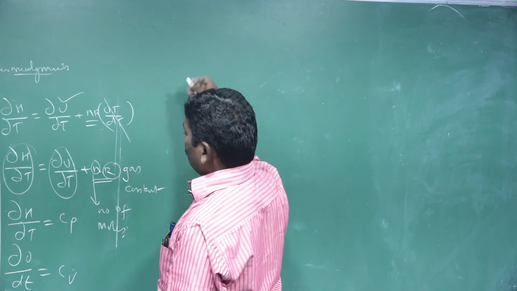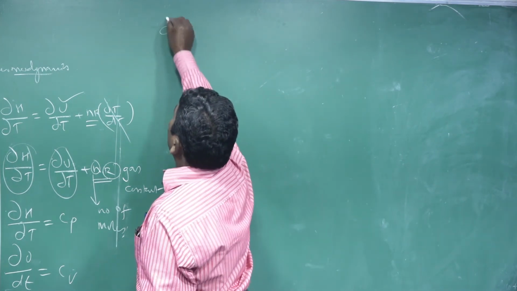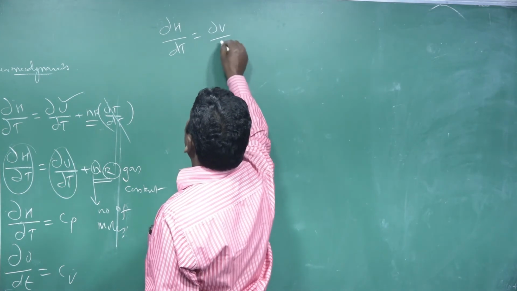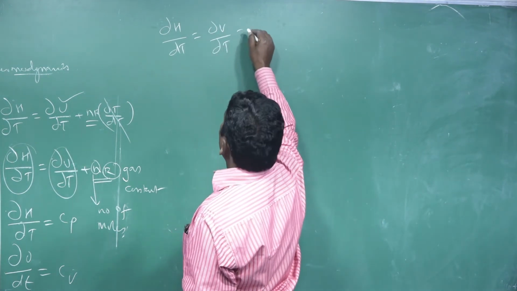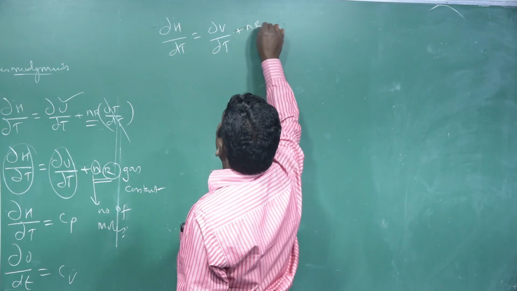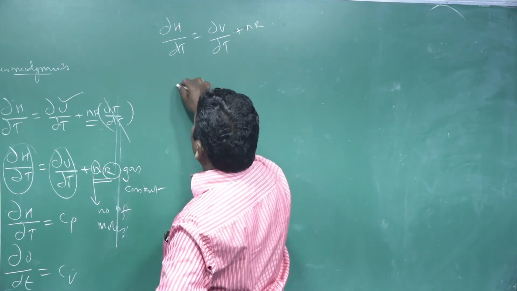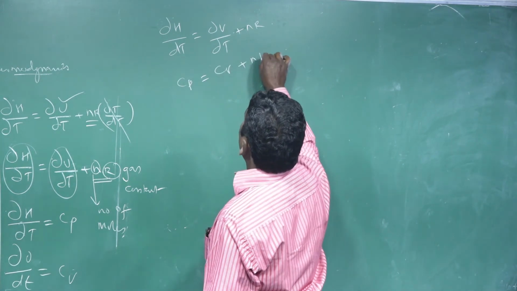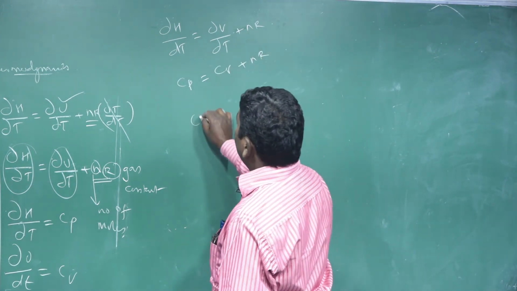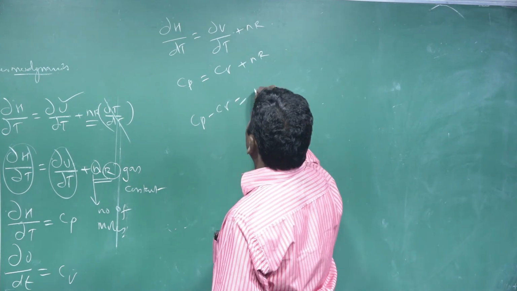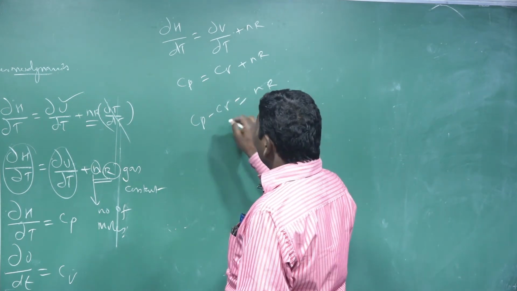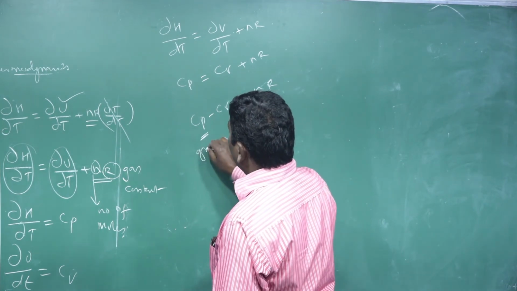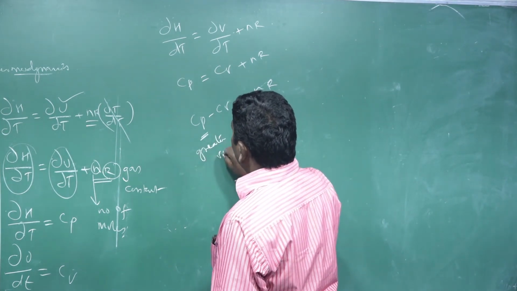From this relationship, we have to take these equations now. Dou H by dou T is equal to dou U by dou T plus nR. You write now. This is otherwise known as Cp is equal to Cv plus nR. Now you write Cp minus Cv is equal to nR. This is why Cp is having a greater value.